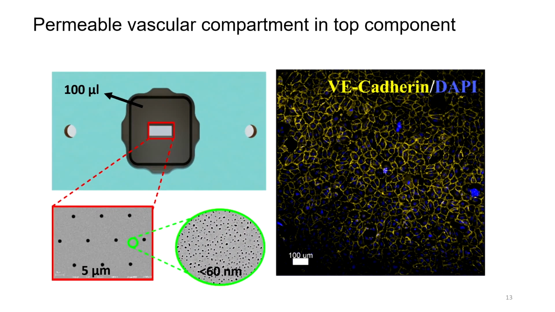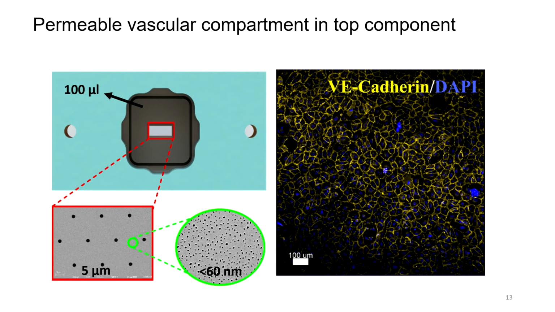So the top component is where we house our porous membrane, and that's how we communicate between the top and bottom components. This porous membrane is a dual porosity. So we have 5-micron pores etched into a silicon nitride membrane, and these 5-micron pores are ideal for cellular extravasation of anything between the components.